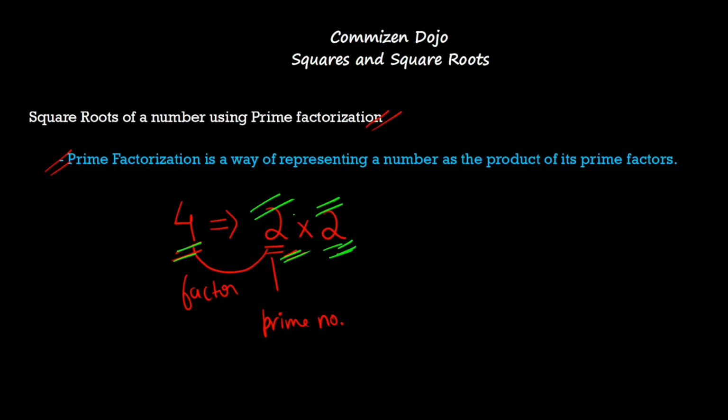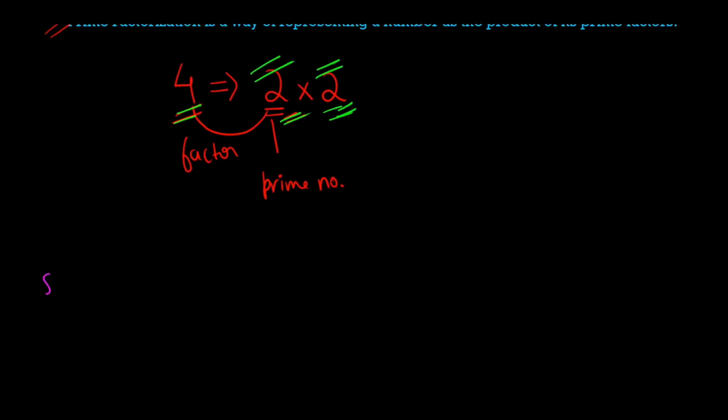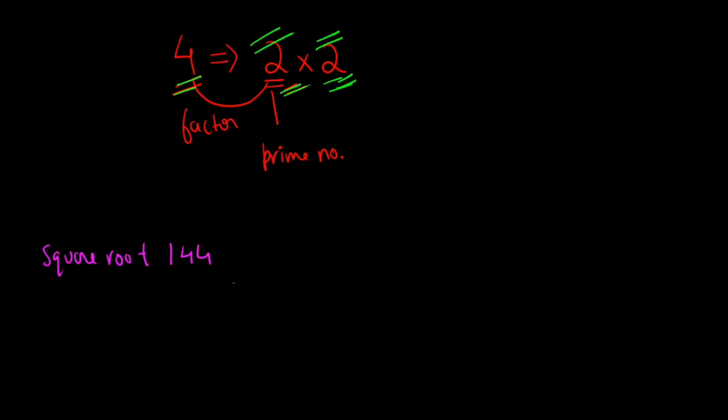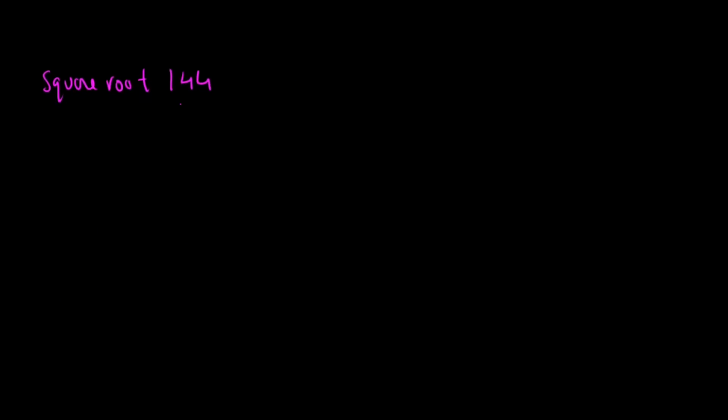So now that we know what prime factorization is, let's say I want to find the square root of 144 using the prime factorization method. To do that, first I will need to do the prime factorization of 144. I will show it like this.